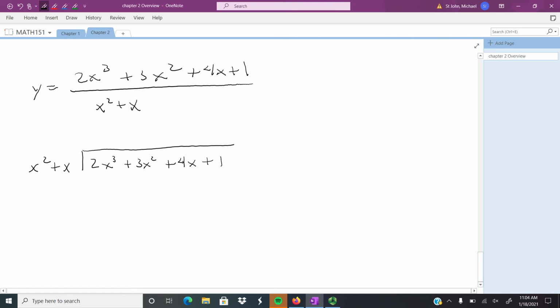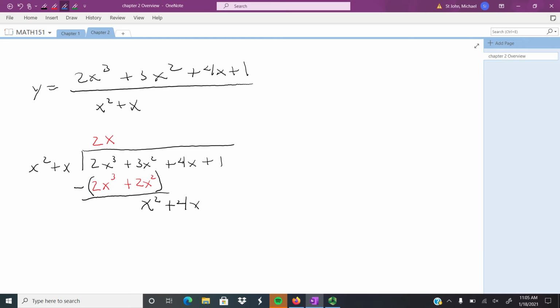Well, let's see. What do I have to multiply x squared by in order to get x cubed? We're going to multiply this by x. Actually, it should be 2x. Sorry. So 2x times x is going to be 2x cubed plus 2x squared. And then the next step in your long division is you subtract. So we're going to subtract that. The x cubes go away, and this will be x squared. And then bring down the next term, which is the 4x. And then now we just have to multiply by 1. So plus 1. And so this will give me x squared plus x. And again, we would subtract.